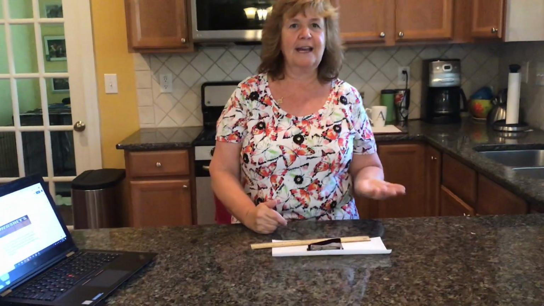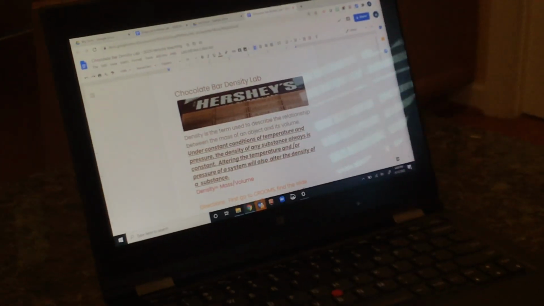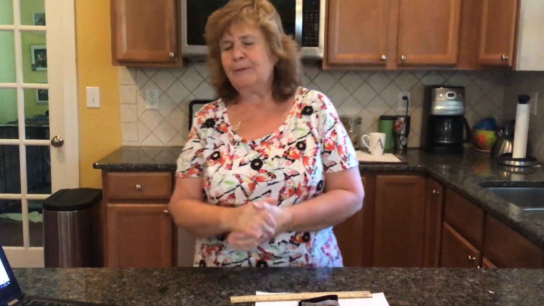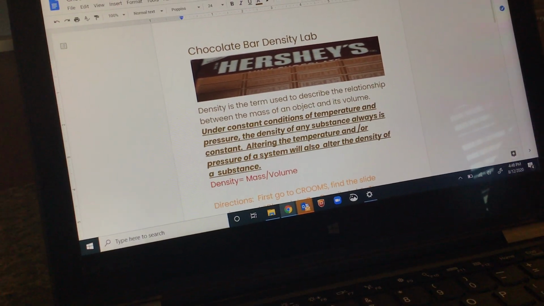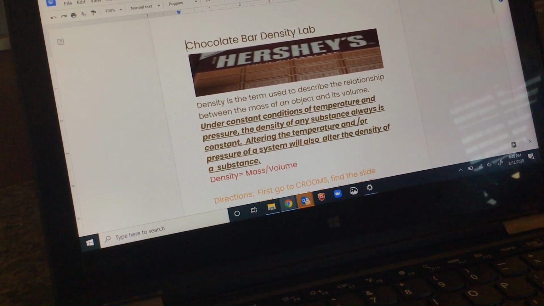Today we're going to understand density. Density is a term used to describe the relationship between the mass of an object and its volume: how much space it takes up and how much stuff is in that space. Very important, boys and girls, remember this: under constant conditions of temperature and pressure, the density of any substance is constant. It does not change. Altering the temperature and/or the pressure of the system that substance is in can alter the density.